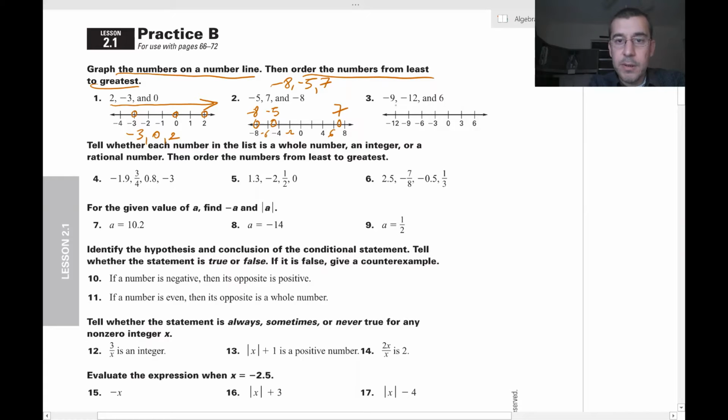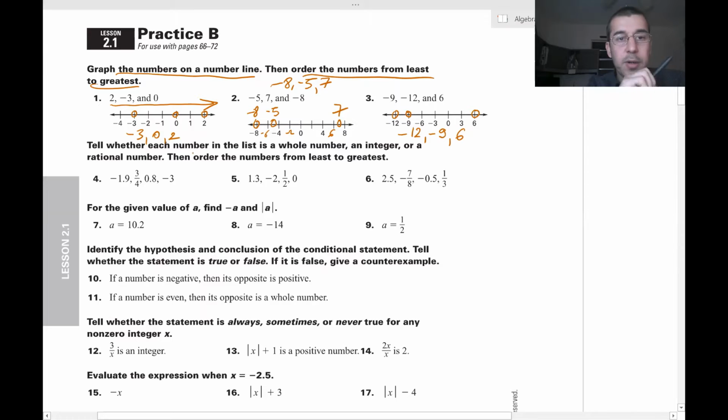Number 3, -9 right there, -12 right there, and 6 right there. So we order the numbers from least to greatest: -12, -9, and 6.